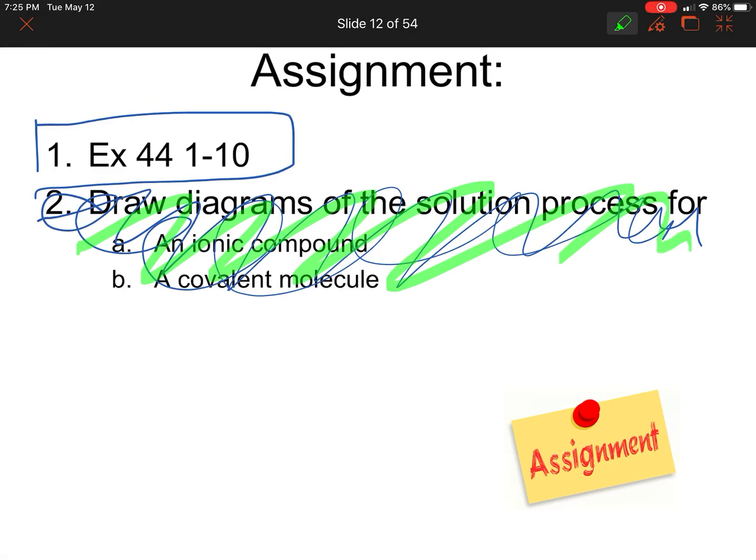So exercise 44, questions 1 to 10. So I'd like you to write those down. I wouldn't recommend typing it, well, you can if you want, but I find it a pain to type chemistry equations. They're very problematic with superscripts and subscripts. Anyways, handwrite it, take a picture of it, you can hand it in on Schoology, and that will be due, well, in a couple days.